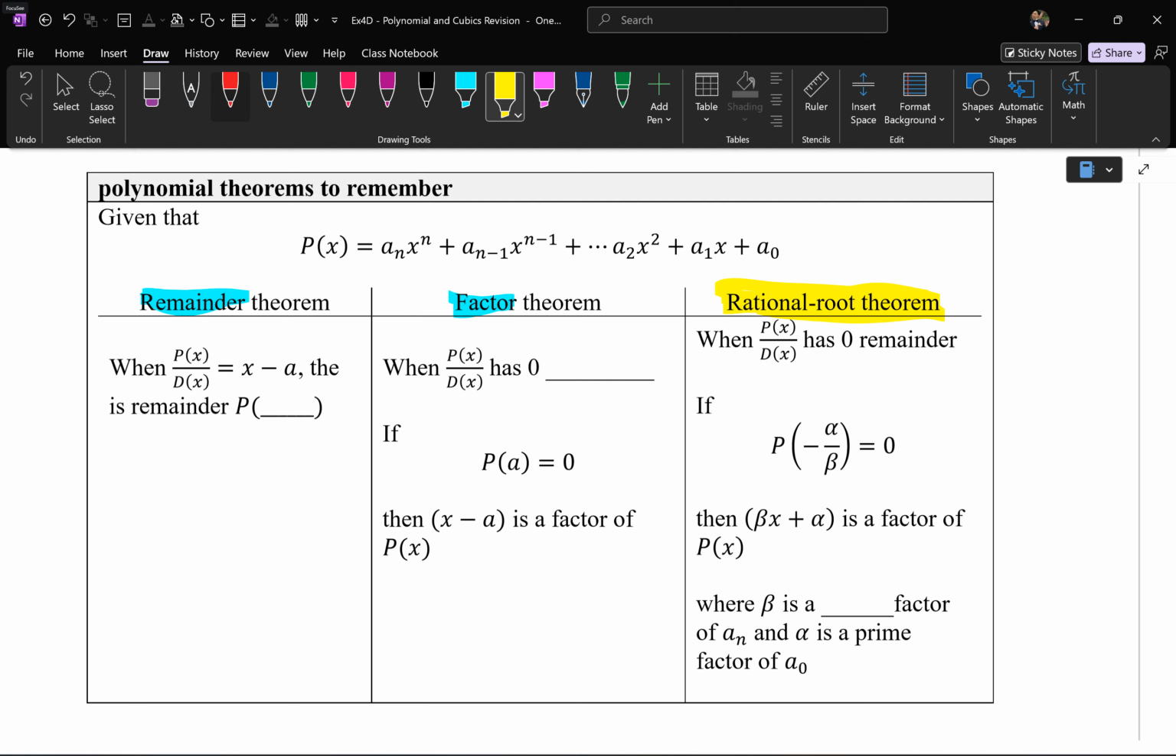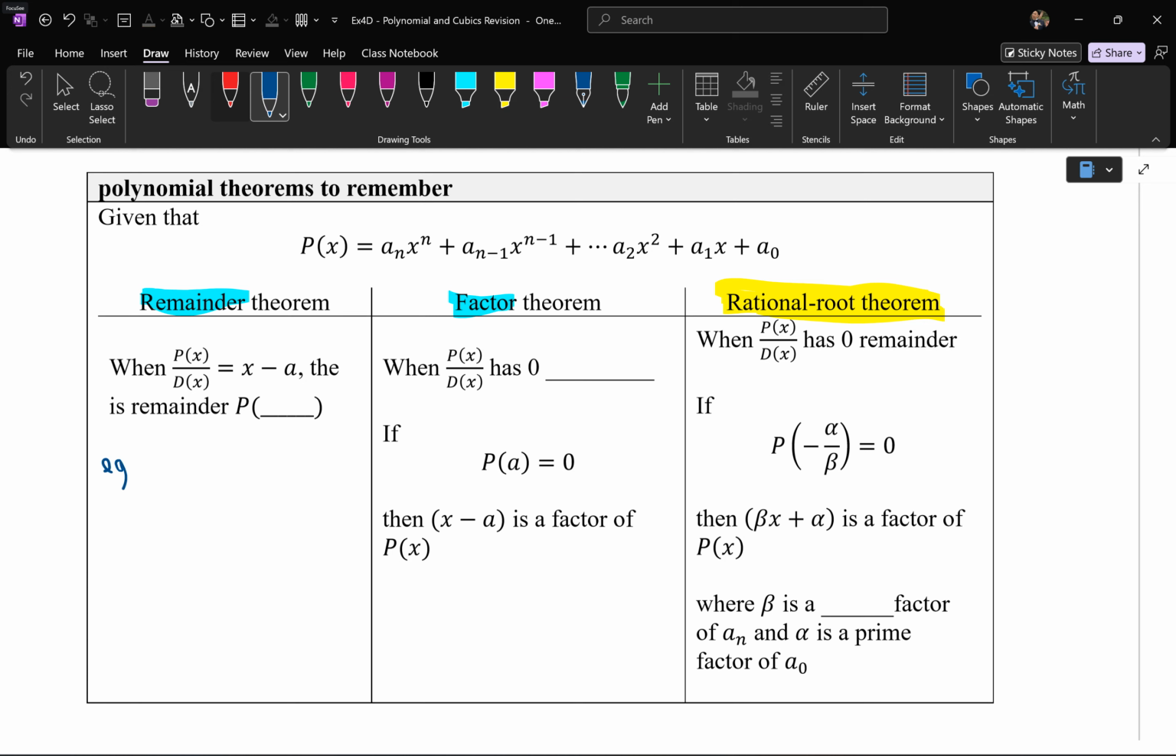Let's go back. What's remainder theorem again? So you got a polynomial, no matter what type of polynomial. That's the expression from last session, 4C. And we're saying that when you do polynomial dividend divided by divisor, and it equals x minus a, then the remainder is p of what? P of what? What's the notation? What are we saying?